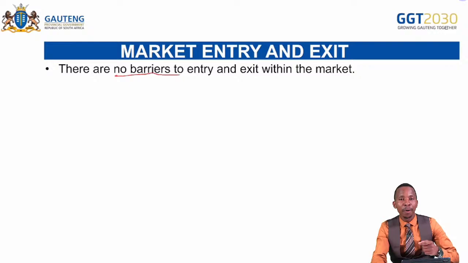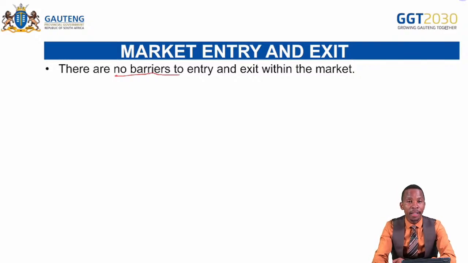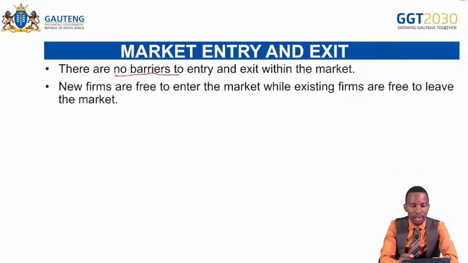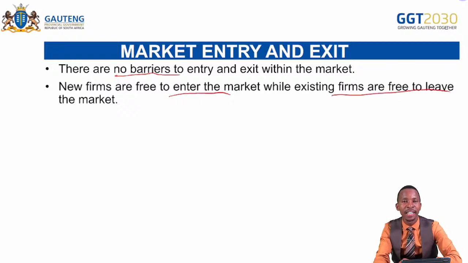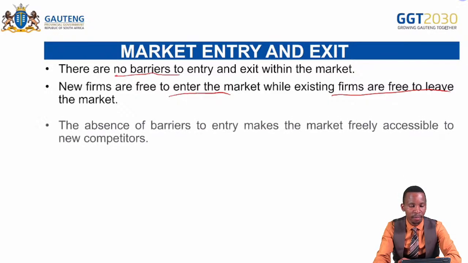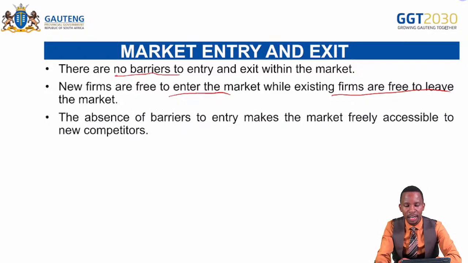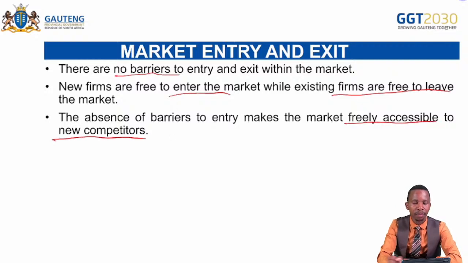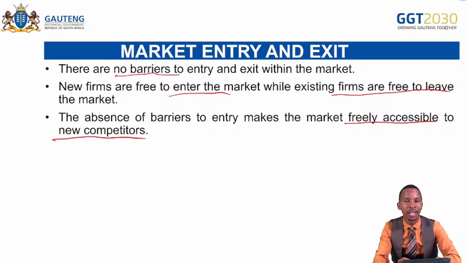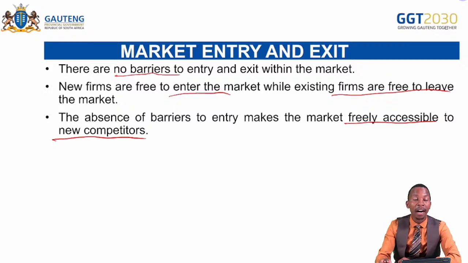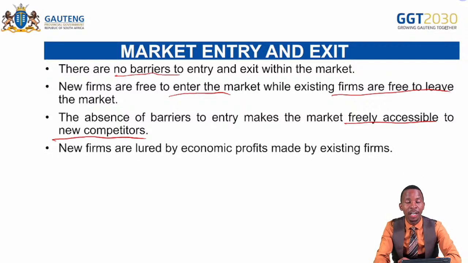Remember, supernormal profits or economic profits enjoyed by existing firms normally attract the entry of new firms into the market. Therefore, that leads to firms in the long run not making a profit. New firms are free to enter the market, while existing firms are free to leave or exit the market because entry is easily accessible to all competitors. The absence of barriers to entry makes the market freely accessible to new competitors. Since there are no barriers to entry, natural or artificial, firms are very free to enter, while others are free to leave the market after they've enjoyed their profits.